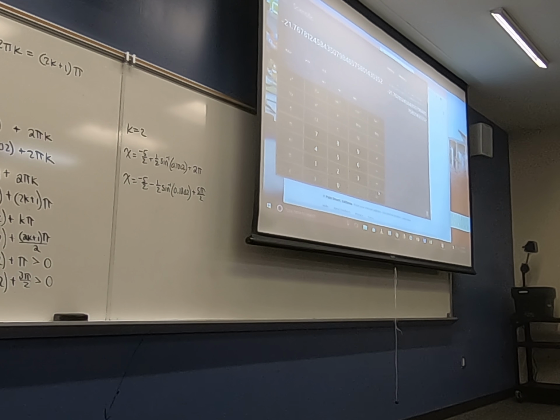So k is equal to 1. 2 times 1 is 2, plus 1 is 3, which gives you 3 pi halves. These two go together, and this one goes with this one. You're missing one, 0.1802 inverse sine, and missing half of it. This is such an unforgiving calculator. Plus pi, equals. Okay, now I'm getting a number, right?